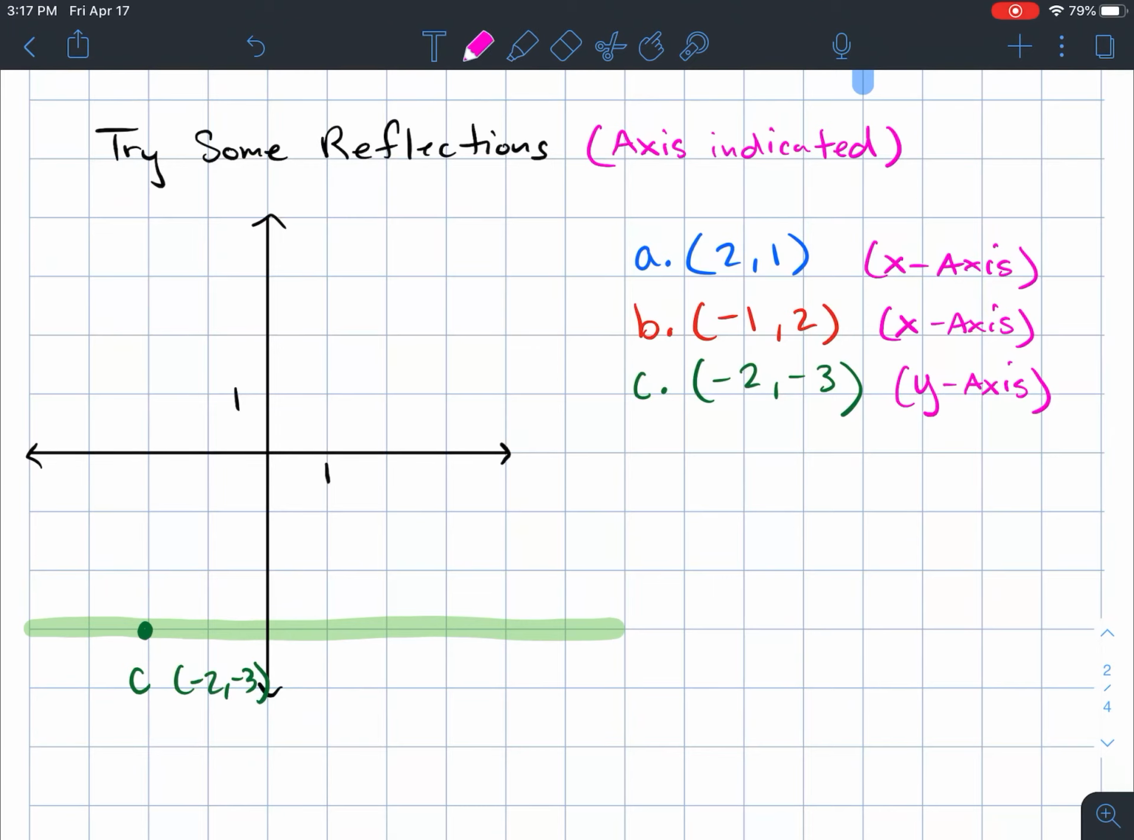And now let's just count how many units away from the y-axis C is. It's 2 units away. So it's going to be 2 units away on this side. And this is where C prime would be, and it is at 2 and -3. So now, since we reflected again over the y-axis, the y's have stayed the same, and the x's changed to its opposite.